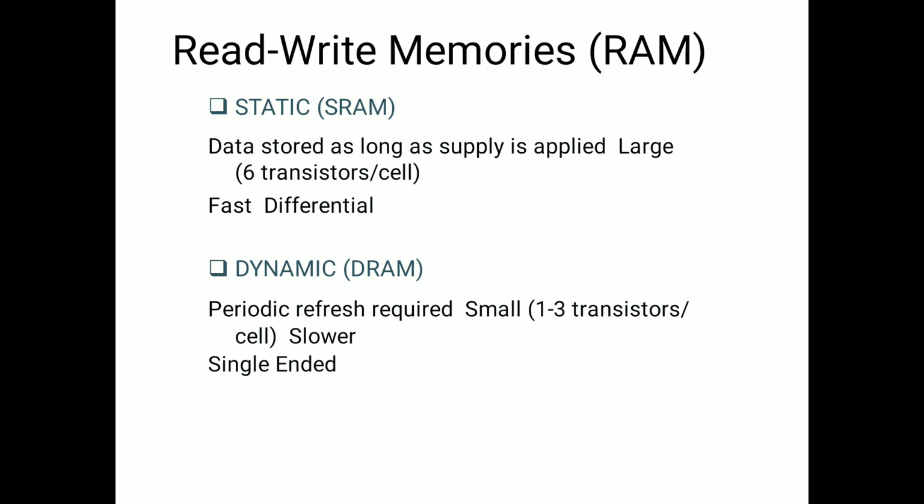Then next one, it's the read-write memories. So that's RAM. RAM is divided into two types. One is static RAM, another one is dynamic RAM. In the static RAM we can store the information by using transistors, but in dynamic RAM we can store the information using capacitance.